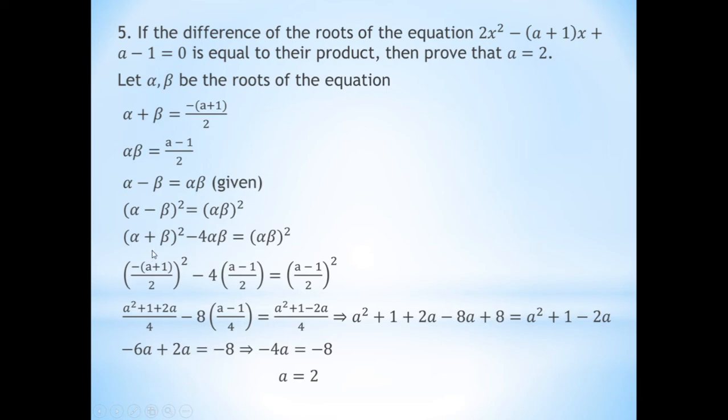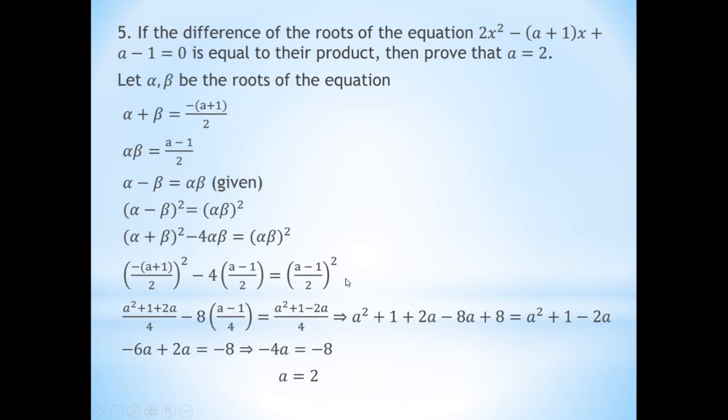So a plus 1 the whole square, just like the a plus b the whole square formula, is a square plus 1 square plus 2 into a into 1, which is 2a, divided by 2 square. 2 into 2 is 4. Minus, in this term I want to have the common denominator. So I am multiplying the numerator by 2 and the denominator by 2. So 4 into 2 is 8. 2 into 2 is 4.